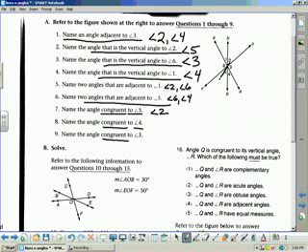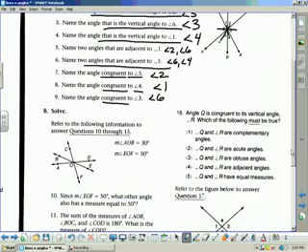Number 8. What angle is congruent to 4? What angle is opposite angle 4? Opposite angle 4 is angle 1. Number 9. Name the angle congruent to angle 3. What angle is opposite angle 3? Angle 6. So therefore 3 and 6 are congruent.